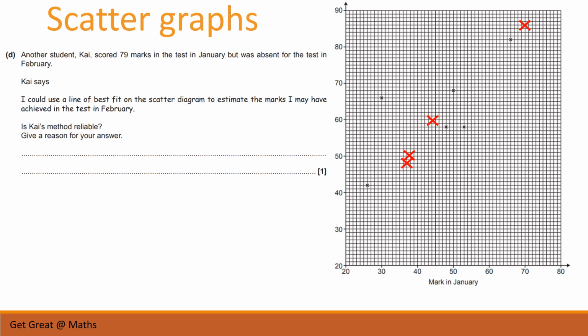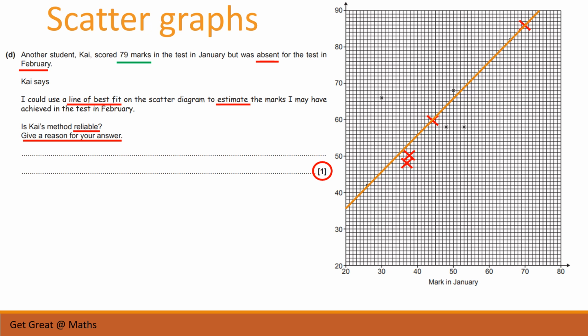This is the last part of this question. The keywords in this question are 79 marks, absent, February, line of best fit, estimate, reliable, and give an answer for your reason, and this is worth 1 mark. Think about your answer, press pause, press play when you're ready to hear the answer.